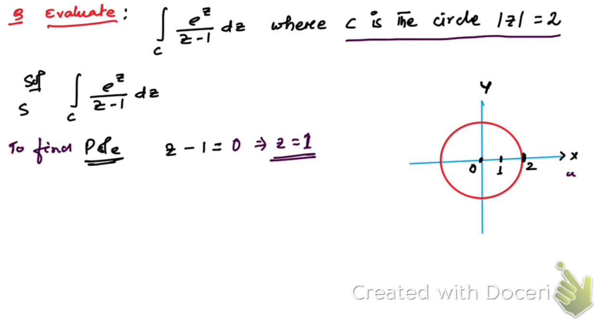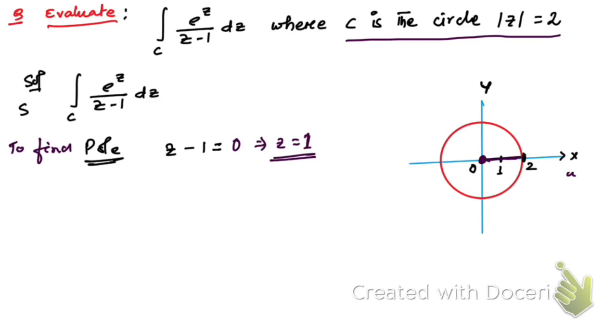Now let me tell you one thing. Suppose the circle is given as mod of z minus 1 is equal to 2, then your center is going to be at 1. Remember that. Now we have mod of z is equal to 2, so here the center is at the origin O, and the radius is 2. So this pole must be lying inside the circle. Remember that. Then we can apply Cauchy's integral formula to evaluate this.